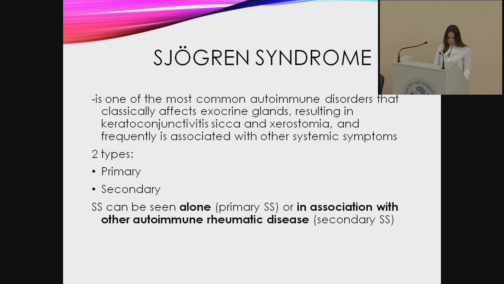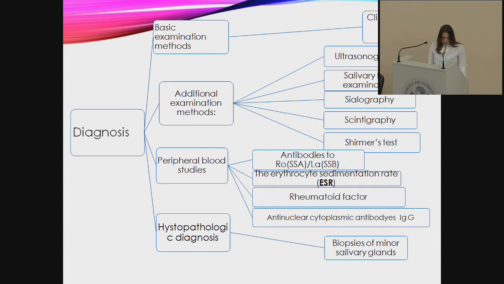The first disease to be discussed is Sjogren's syndrome. It is well known as an autoimmune disorder that affects exocrine glands such as lacrimal and salivary. It can be separated into two types. When it is alone, it is primary; in association with another autoimmune rheumatic disease, it is secondary. First, I'd like to focus on the diagnostics. They obligatorily include basic examination methods, additional examination methods for exocrine glands, and histopathologic diagnosis. And special for every reactive dystrophic disease is the peripheral blood studies.